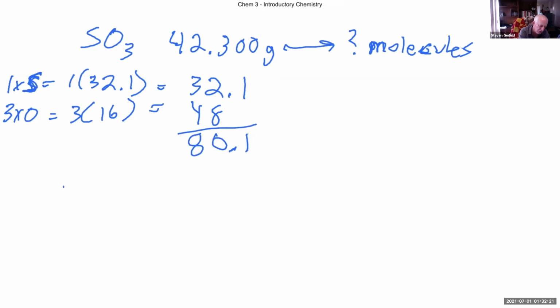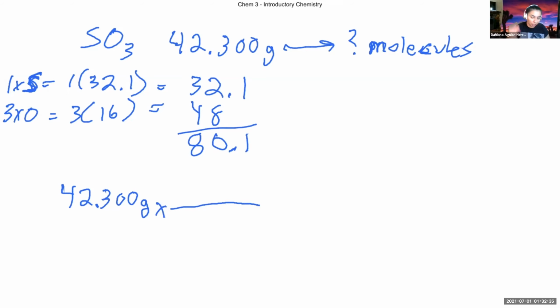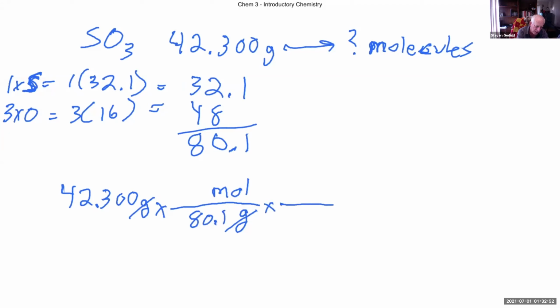We're starting with 42.300 grams of sulfur trioxide. Now I know how many grams per mole. Now do grams or moles go on the bottom? What goes on the bottom, grams or moles? You want the desired unit up top. Grams go on the bottom, right? You want grams because they cancel. And we know we have 80.1 grams per mole. Now I'm in moles and I want to convert moles into molecules.